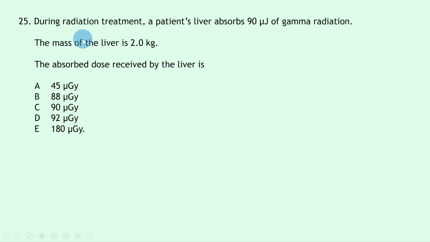Lastly, question 25 says, during radiation treatment, a patient's liver absorbs 90 microjoules of gamma radiation. The mass of the liver is 2.0 kilograms. The absorbed dose received by the liver is... Well, this is just a standard 3 marker where we need to calculate absorbed dose. So we're going to use the equation D equals E over M, energy per unit mass. Now plugging in the numbers, I'm just going to keep the energy in 90 microjoules instead of converting that into 90 times 10 to the minus 6 joules. And that's because you'll see all the answers here are given in micrograys. So I'm going to save myself a wee bit of work by just keeping this in as 90. So we've got 90 microjoules divided by 2.0 kilograms for the mass, and 90 divided by 2 is going to give you 45. And we need to remember to put in the micrograys here. So our answer is 45 micrograys, which is option A.